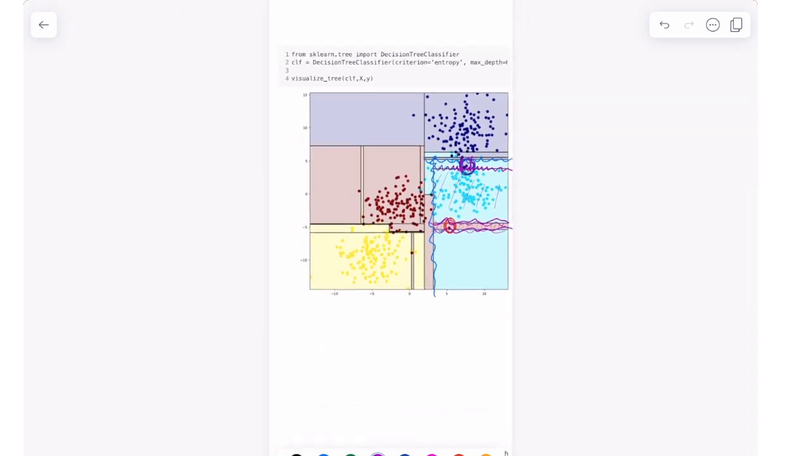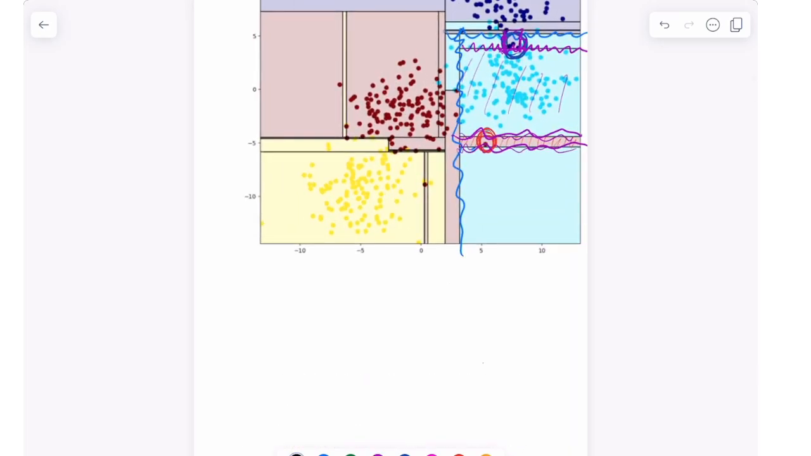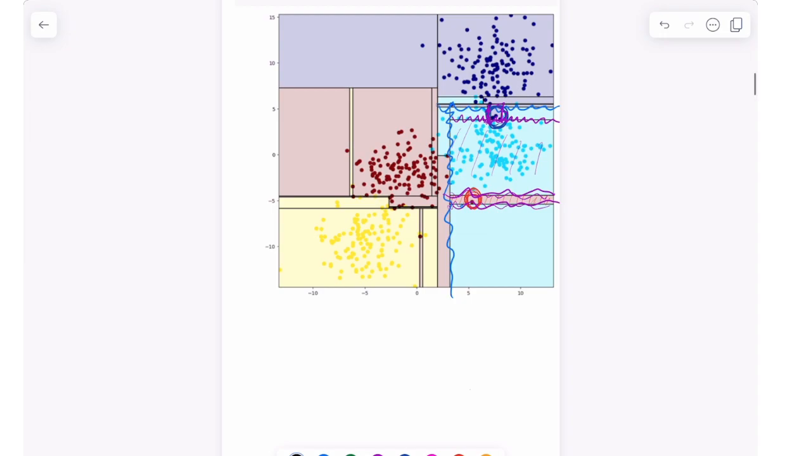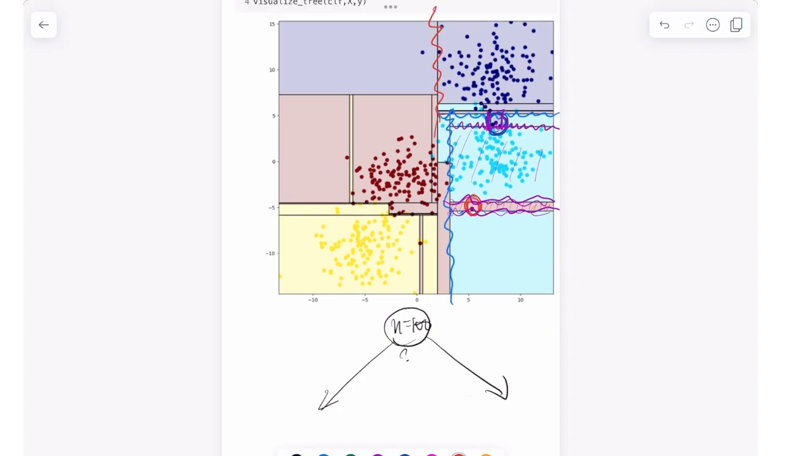Okay, so the reason why we call such kind of algorithm a tree is that, for example, if we have 100 data points at the very beginning, we can ask a question right here. The question is something like x0 larger than 2, or x0 smaller than 2. So the answer is yes on the left hand side, and no on the right hand side.